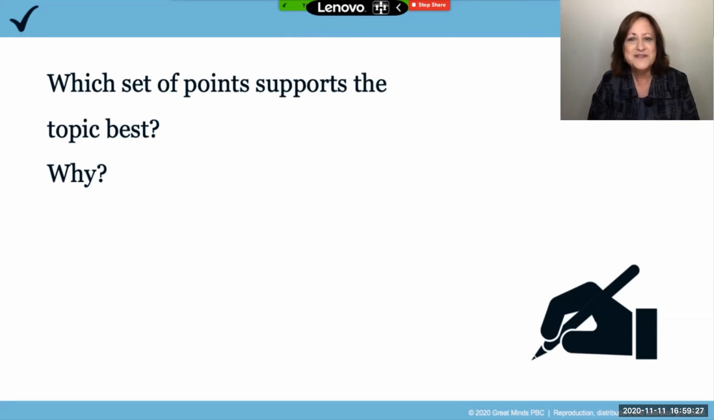Here's a chance for you to share your fabulous thinking with your classroom teacher. Which set of points supports the topic best? Plan 1 or Plan 2? And be sure to explain to your classroom teacher why. So you'll have more than one sentence and you may have several. Remember, it's okay to rehearse out loud first before you write.